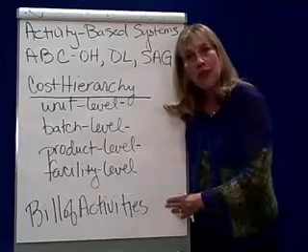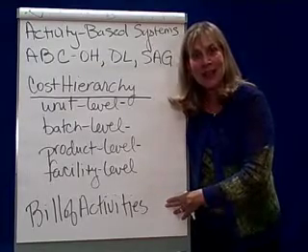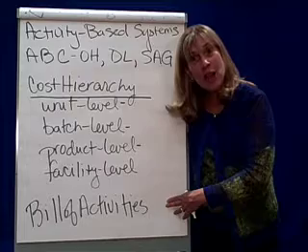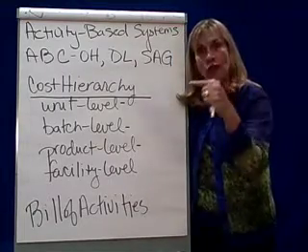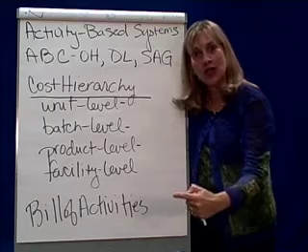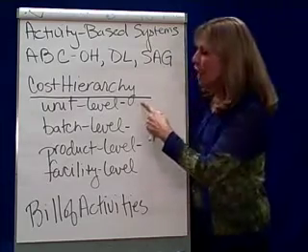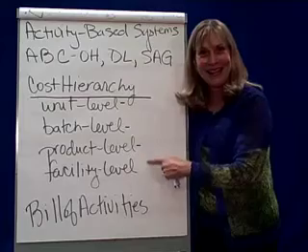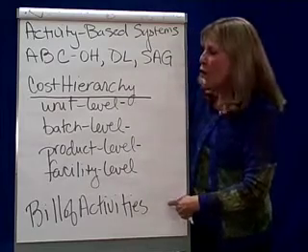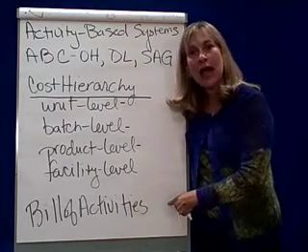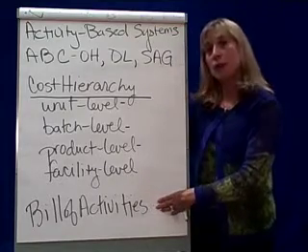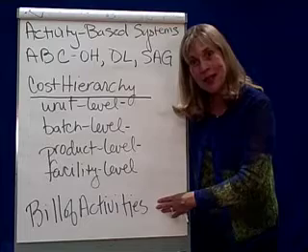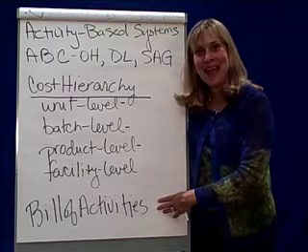Well, you report them on your bill of activities, which looks just like a job order cost card, except instead of having materials, labor, and overhead as your categories, you have unit, batch, product, and facility. So for any product line or any job or anything that you're doing, you will now have a bill of activities to accumulate the costs that are associated with it.